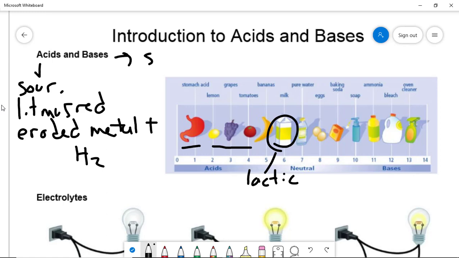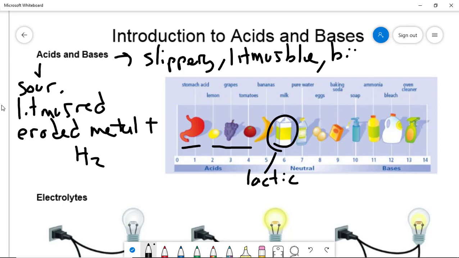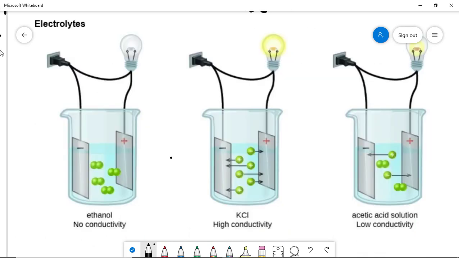Bases, on the other hand, were categorized as slippery. They turned litmus blue. And they were very bitter to taste. Like oven cleaner. Do not taste oven cleaner. I want to make sure I'm very clear on that, as much as I'm laughing. Back in the old days, they used to wash people's mouths out with soap when they said a naughty word. So maybe that's where that came from. I don't know.